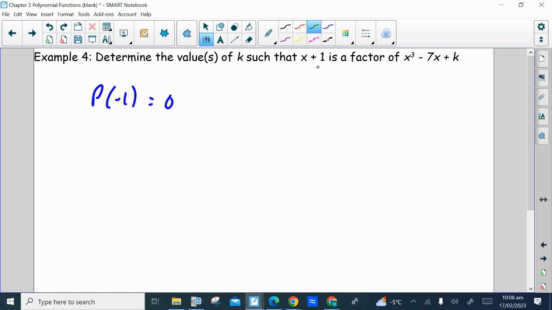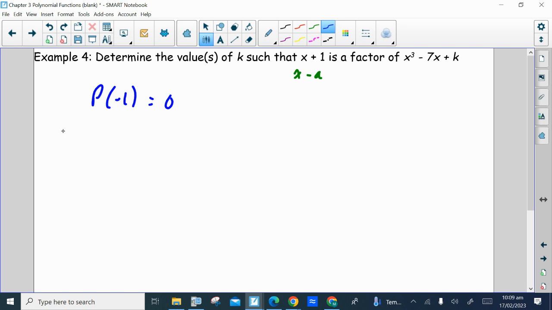Remember, you're always comparing the binomial to x minus a and asking yourself, what number would you have to put in for a so that x minus a becomes x plus 1? And a would have to be negative 1. The minus minus would become a plus positive. You get your x plus 1. So p at negative 1 has to equal 0.